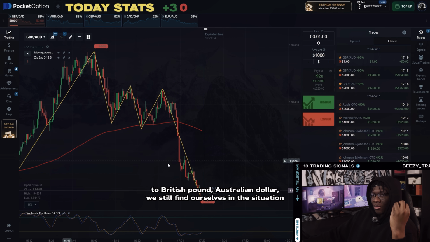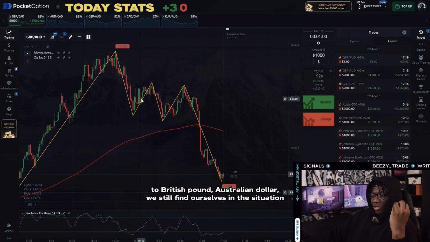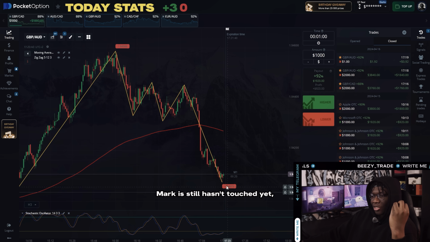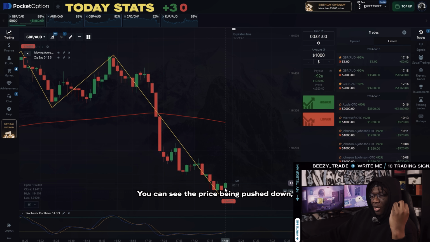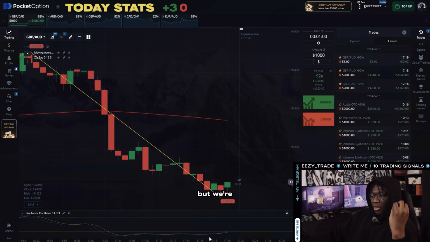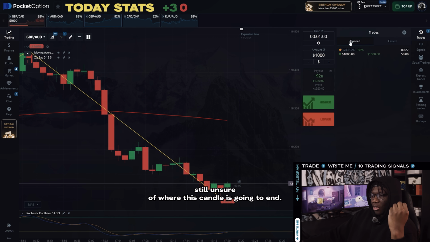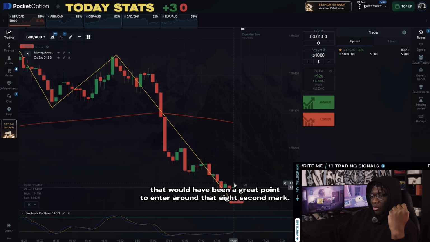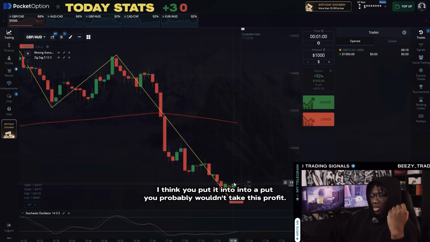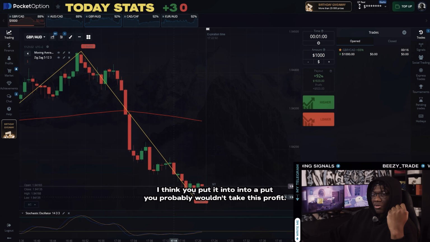When we go back to British pound, Australian dollar, we still find ourselves in a situation where the market still hasn't touched yet, but you can see what's starting to be a very nice little candle forming. You can see the price being pushed down, but we're still unsure of where this candle is going to end. That would have been a great point to enter around that 8-second mark. I think if we would have entered into a put, we probably would have taken this profit.